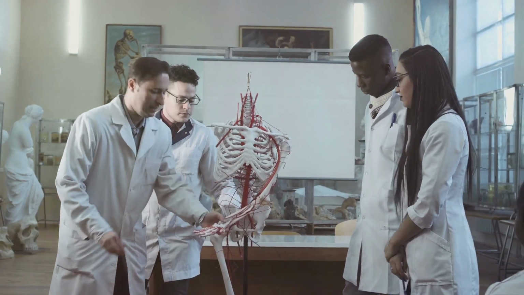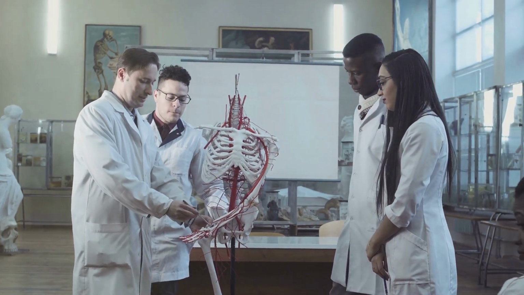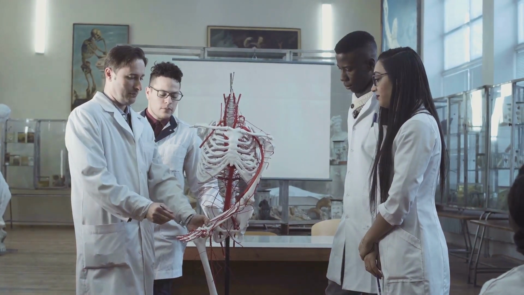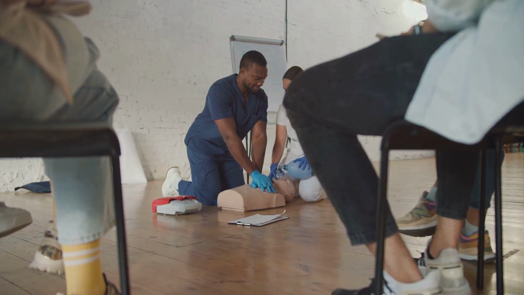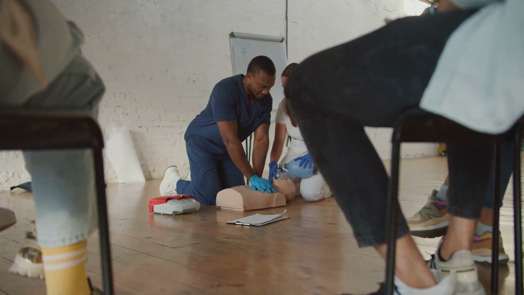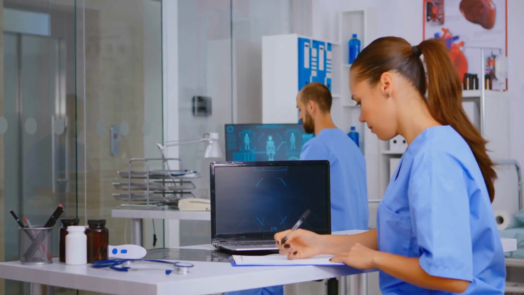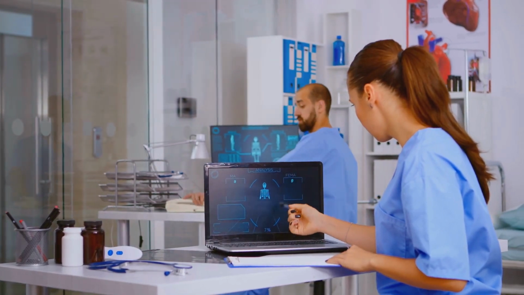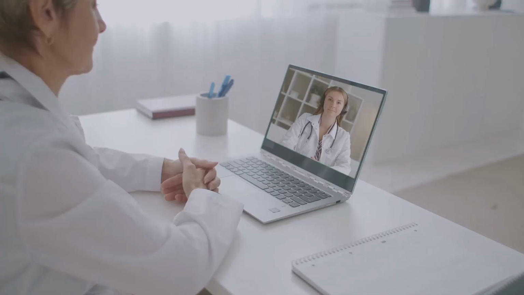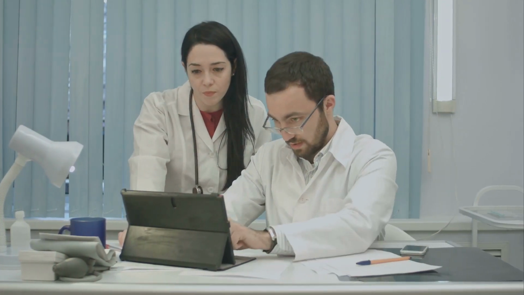Preparation is key. Practice makes perfect. Familiarize yourself with the interface and timing. Master the art of the differential. Think like a clinician. Embrace the time crunch. Believe in yourself. You've got this.